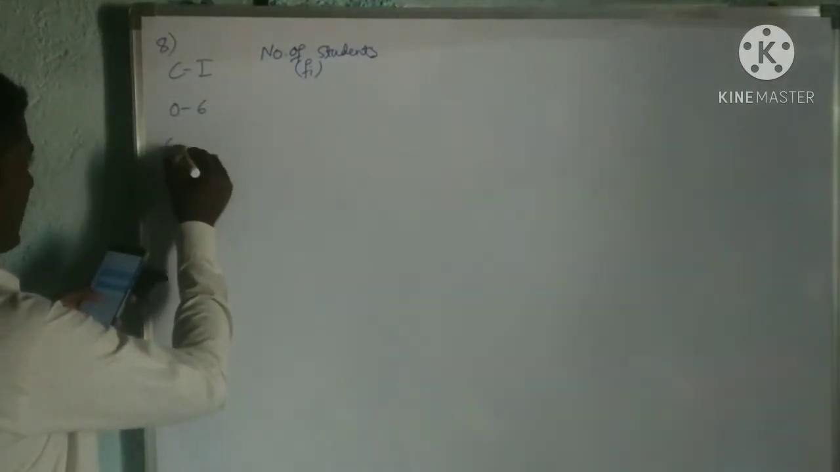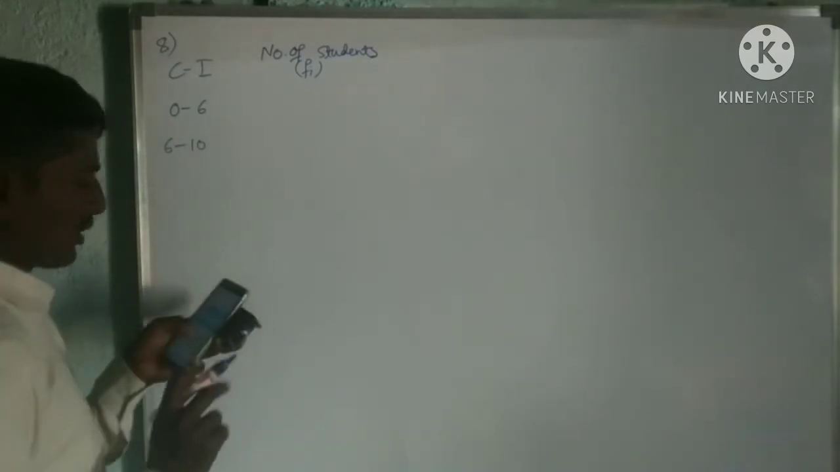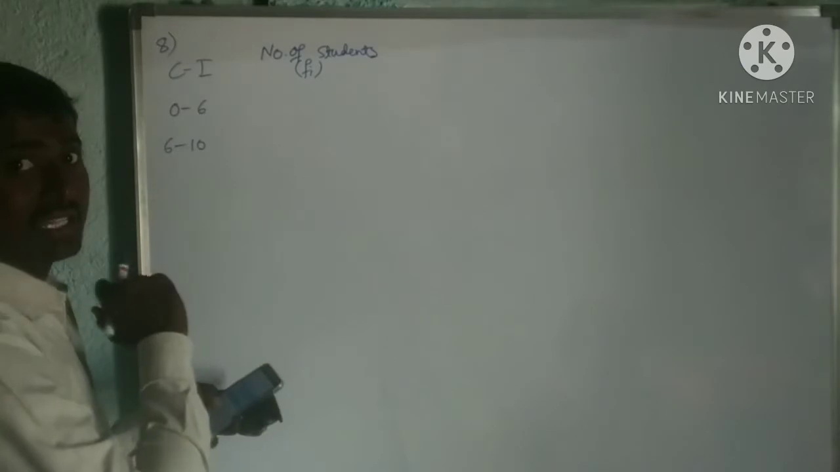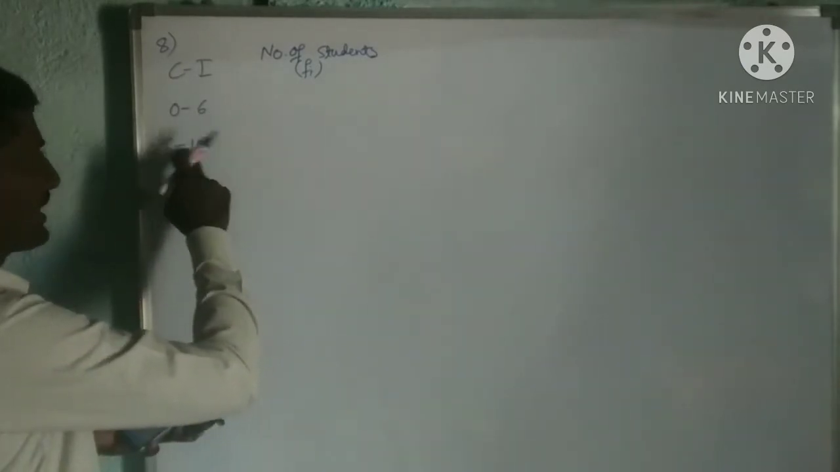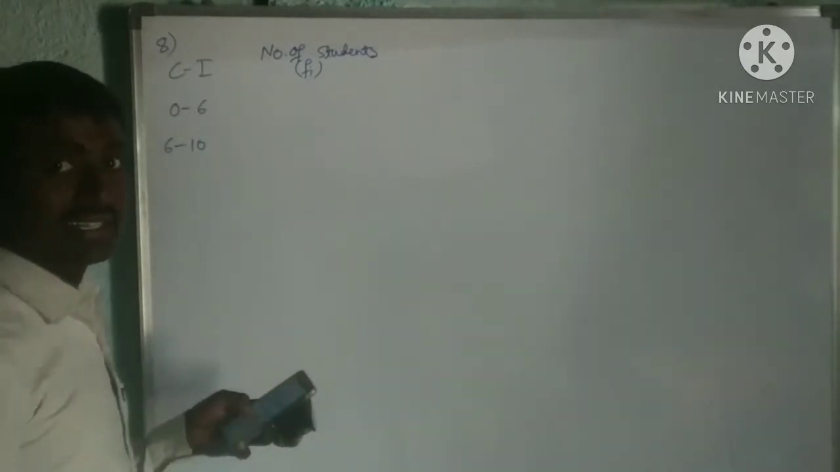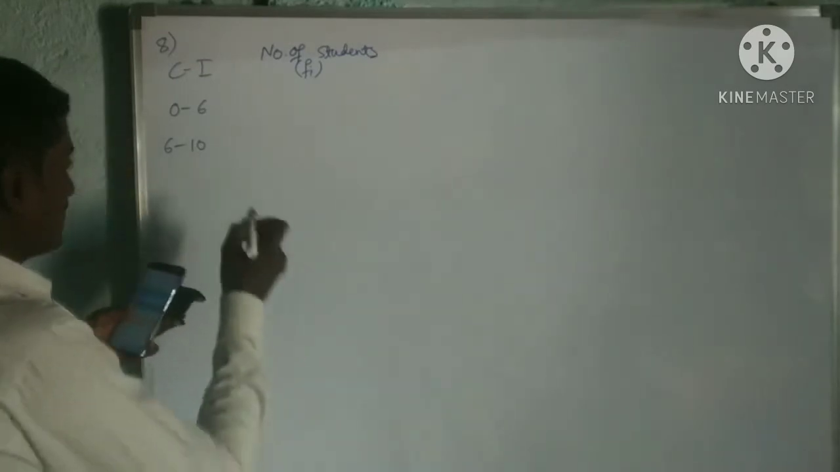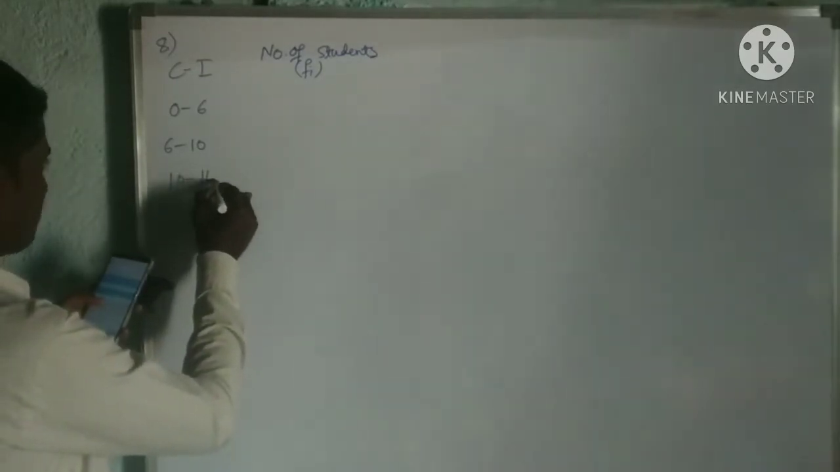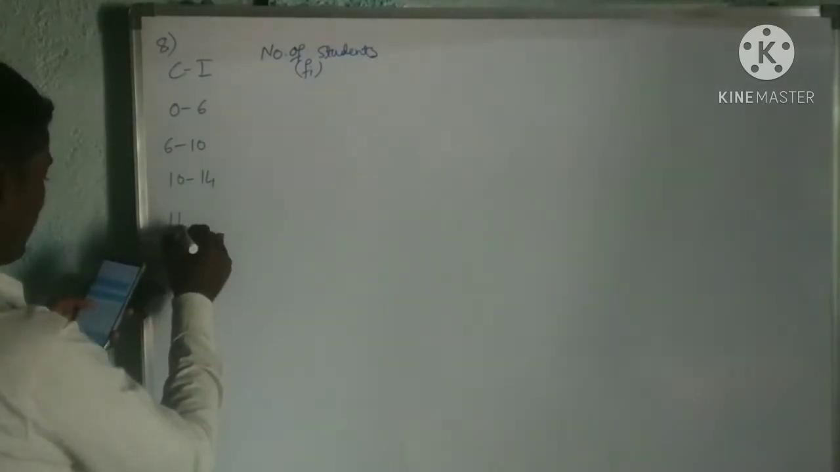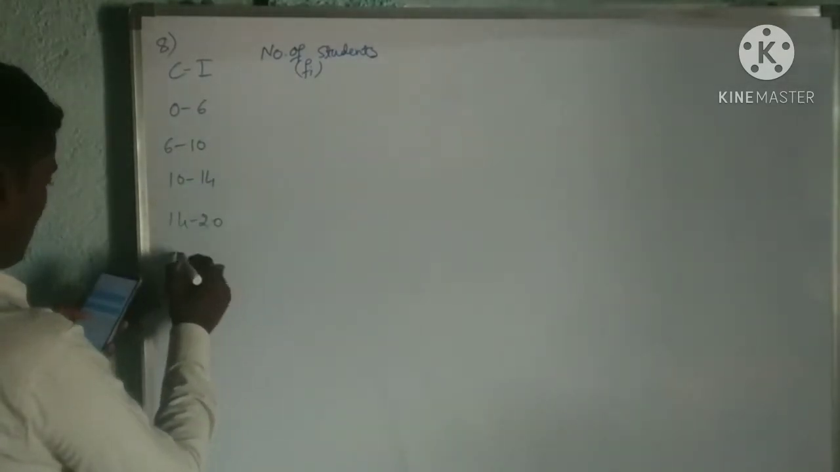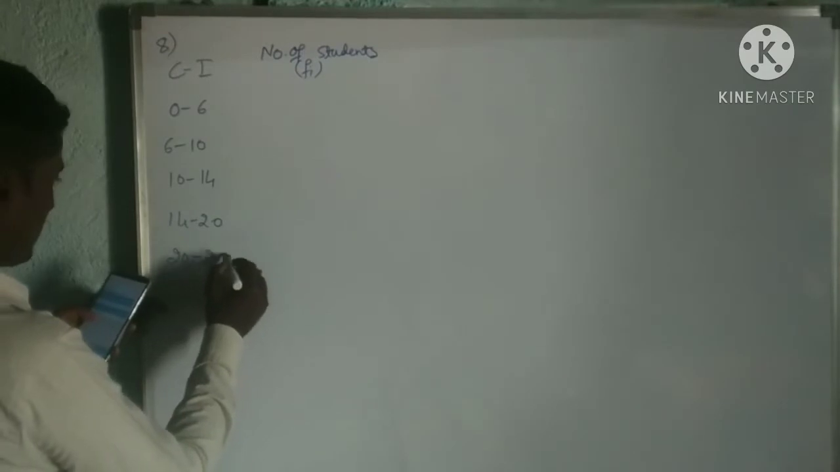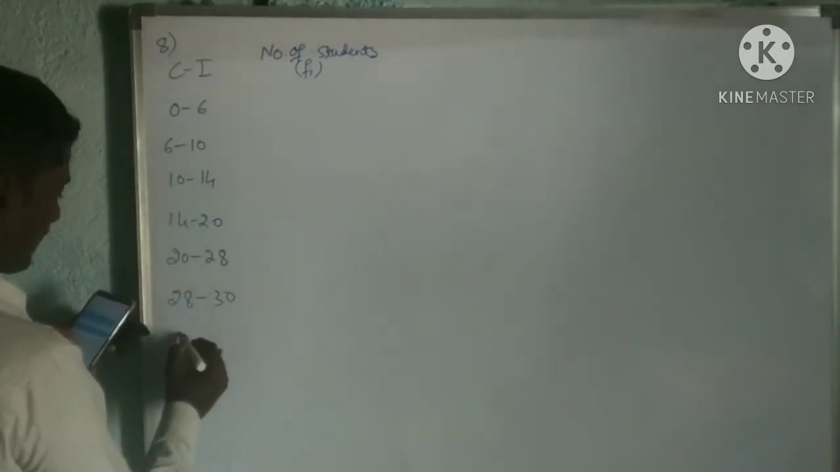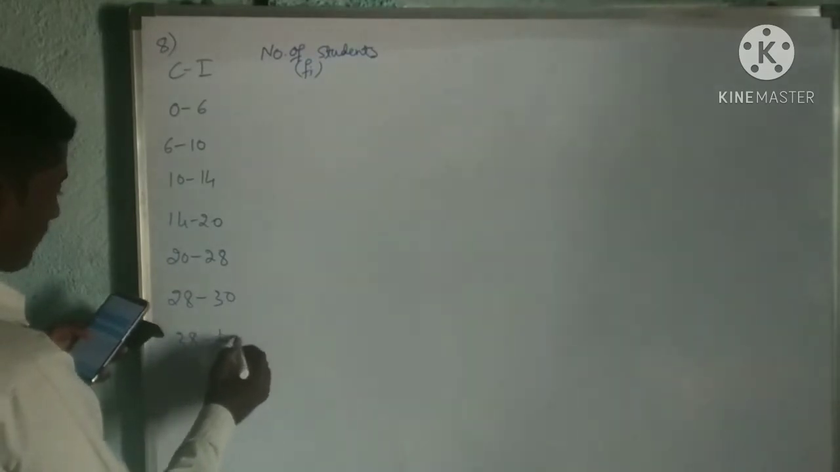Now the first class interval they have given here is 0 to 6, then 6 to 10. One thing you observe here: the class size, that is the step length, is 6 here and 4 here, so the size is different. 6 to 10, then 10 to 14, 14 to 20, 20 to 28, 28 to 38, 38 to 40.